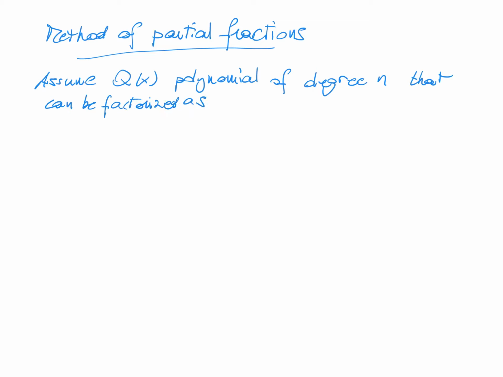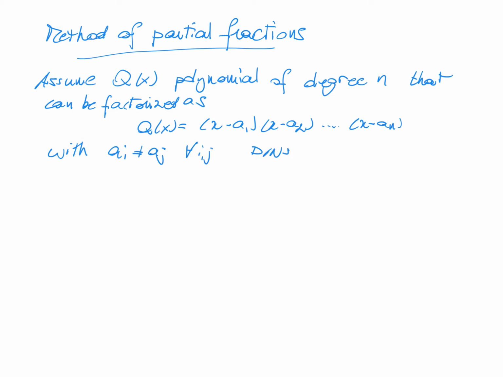So we can factorize this q of x as x minus a1 times x minus a2 up to x minus an. So we have n roots because the degree is n, and for now we will assume that all the roots are distinct. So ai is different from aj for all i and j. So we have in this case all distinct roots.